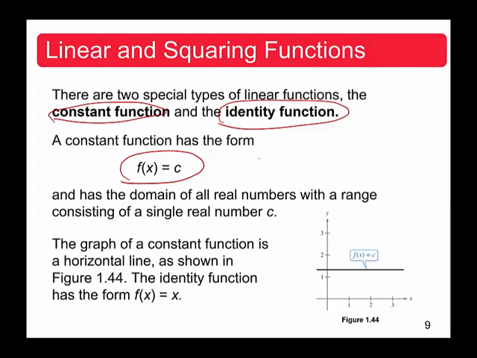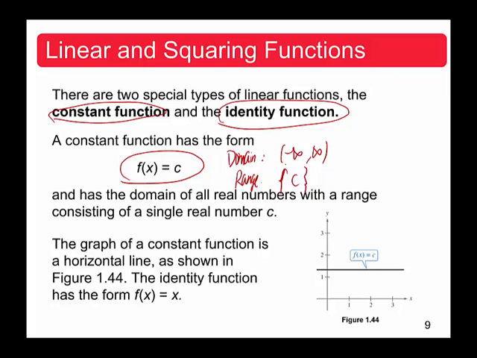Again, the domain is all real numbers, negative infinity to infinity. The range is just the constant c. Range is just going to be c. And the graph of a constant function is a horizontal line.